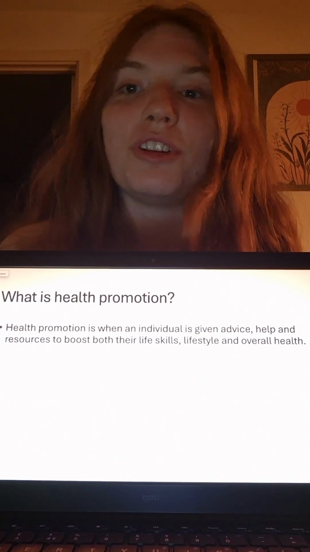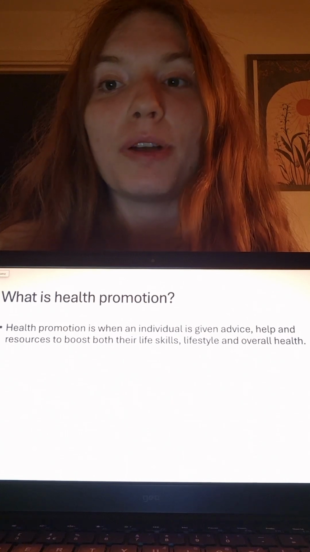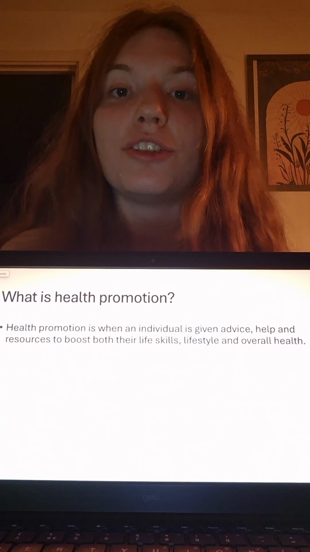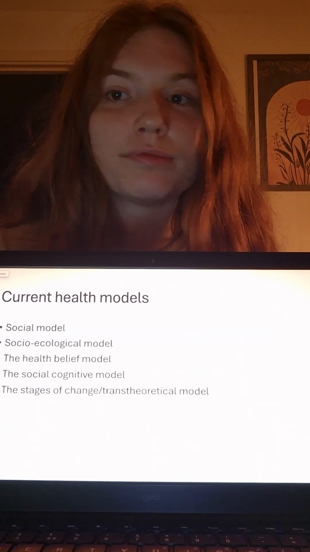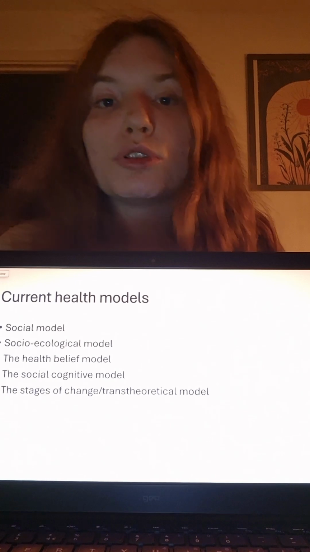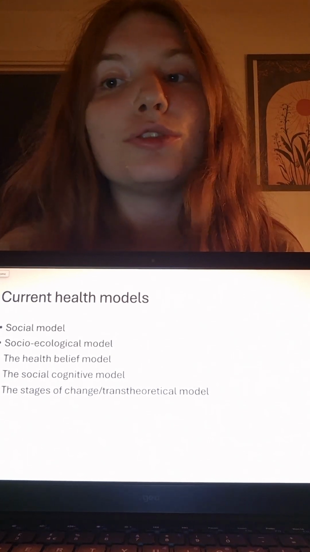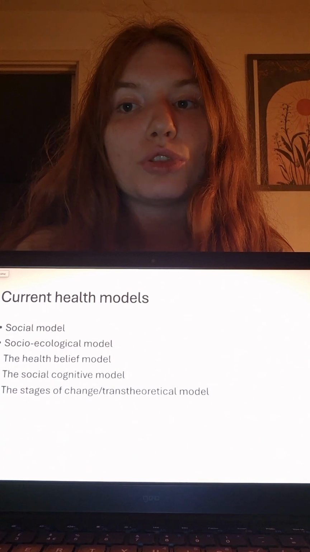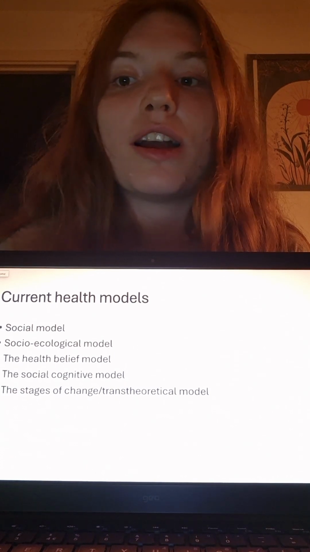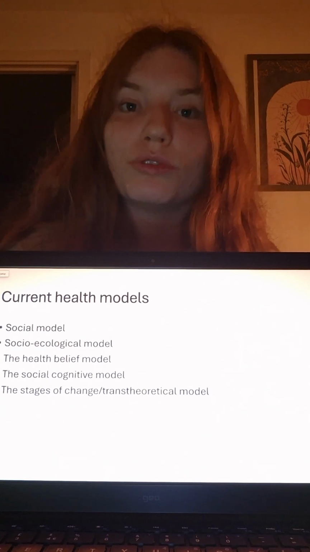What is health promotion? Health promotion is when an individual is given advice, help and resources to boost both their life skills, lifestyle and overall health. There are multiple different health models, such as the social model, social ecological model, the health belief model, the social cognitive model, and the stages of change or the trans-theoretical model.